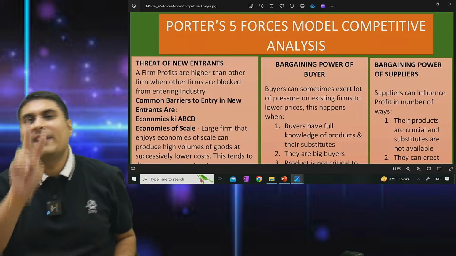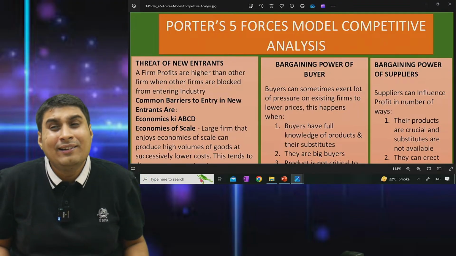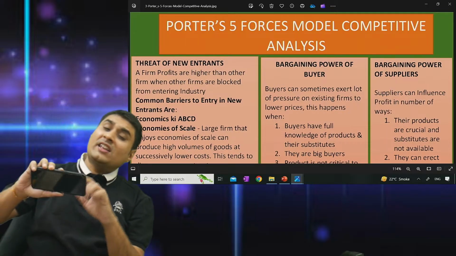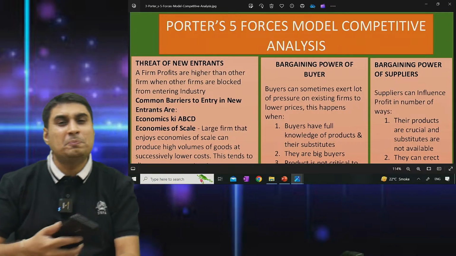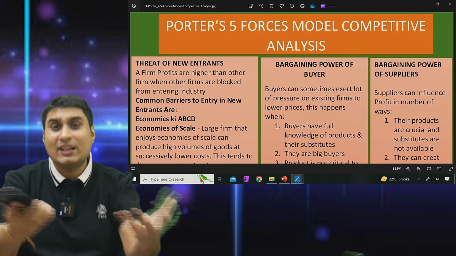Come to second. Bargaining power of buyer. Will buyer decide the price or Apple? Of course, Apple, because the product is premium. They are crazy. Apple will in fact keep more price, and sales will be more, because people don't buy Apple for price. They buy for value, just to keep the phone.